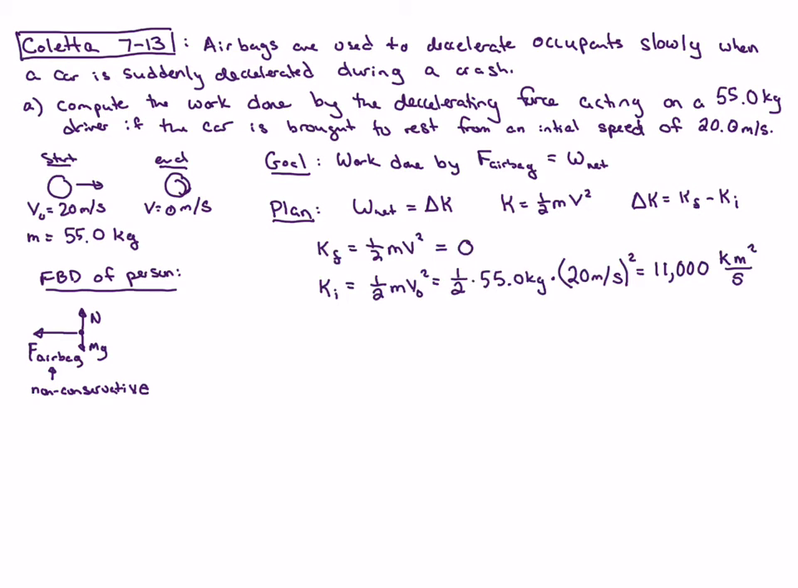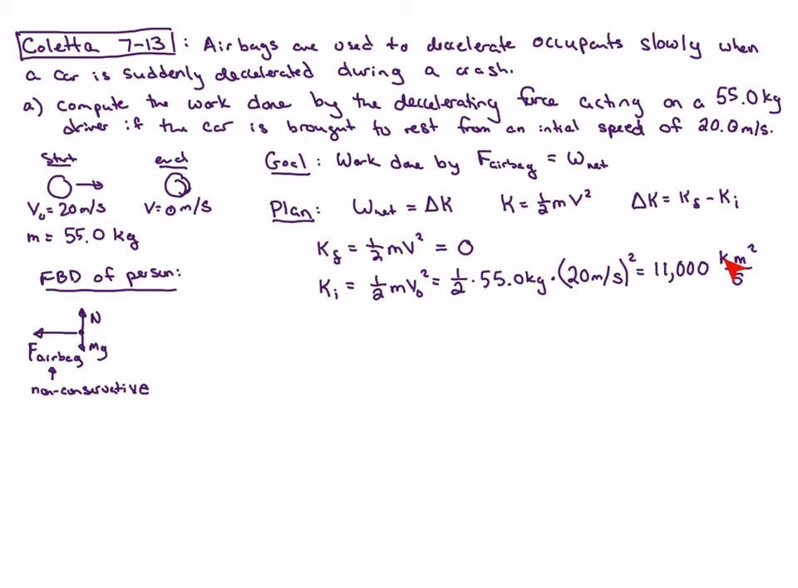I started this by figuring out my initial and final kinetic energy. Final kinetic energy is easy because it's a half mv squared and our final velocity is 0, so that's 0. Then our initial kinetic energy comes from our start time. It's a half mv naught squared, our initial velocity squared. I plugged in those numbers and I got 11,000, and I wanted to think a little about the units.